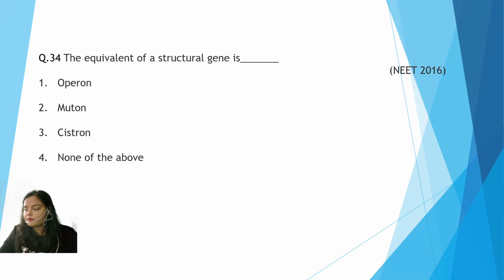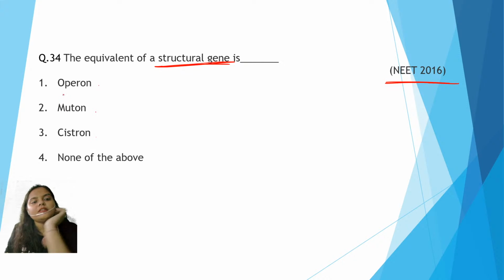Question number 34. The equivalent of a structural gene is, a NEET 2016 question, right? So this structural gene is also known as what? Operon, muton, cistron, or none of the above. So we have seen the operon model in the gene regulation part in the prokaryotes.